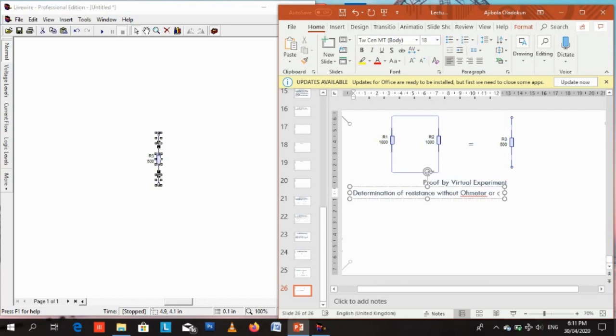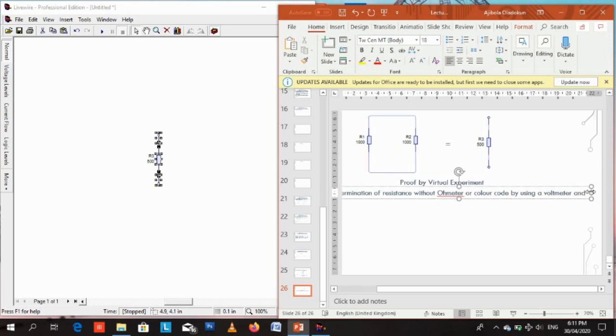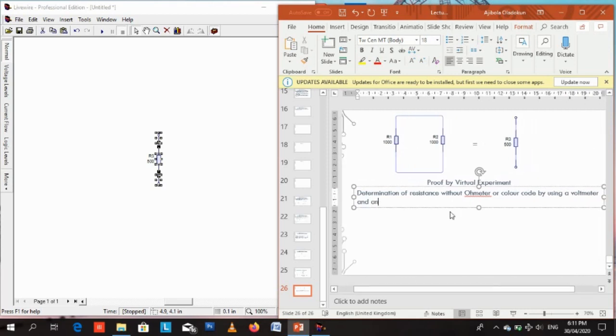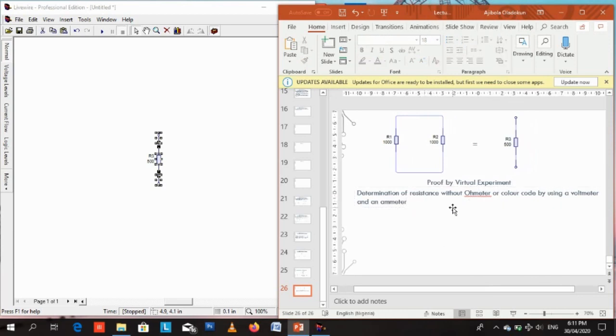So you can also just go to determination of resistance without ohm meter or color code. I'm sure you must have learned last semester how to determine the resistance of a resistor by checking the color code on the body of the resistor, or using an ohm meter. You can use a multimeter, set it to ohm meter range, and place the multimeter terminals across the resistor, and it will read out the resistance. But for us to prove the parallel formula to be correct, we need to be able to determine resistance of a resistor without an ohm meter, or without looking at the color code.